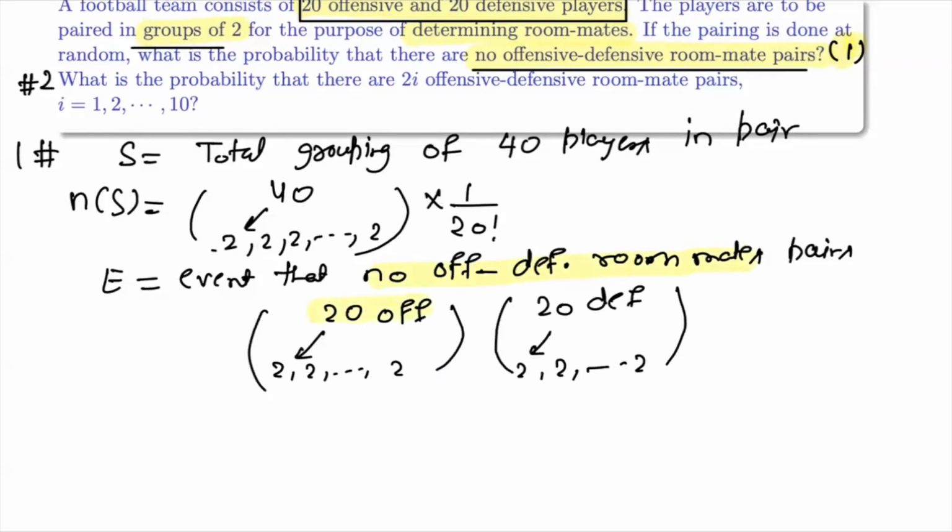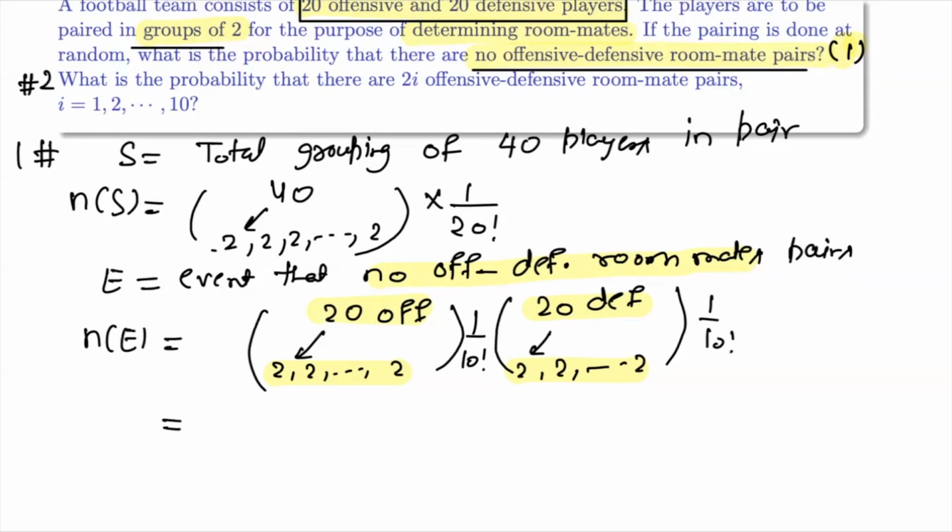So offensive players will be distributed among them in the group of 2, and 20 defensive are going to be distributed among them only. Because we are actually dividing them into groups of 2, order is not important. So for the first case, I'm going to divide by 10 factorial, because there will be 10 groups. And for the second case also, I'm going to divide by 10 factorial. This will be my NE.